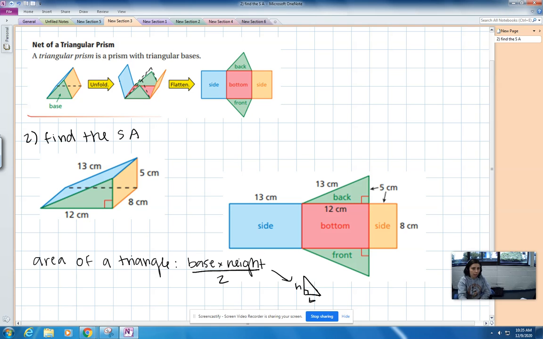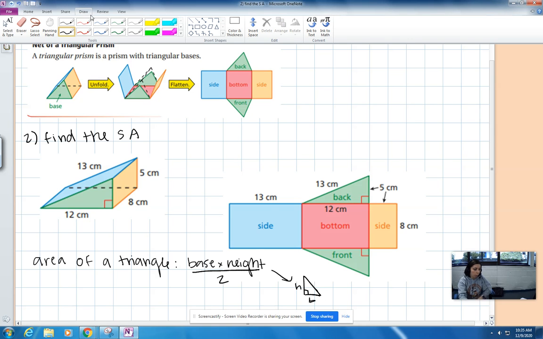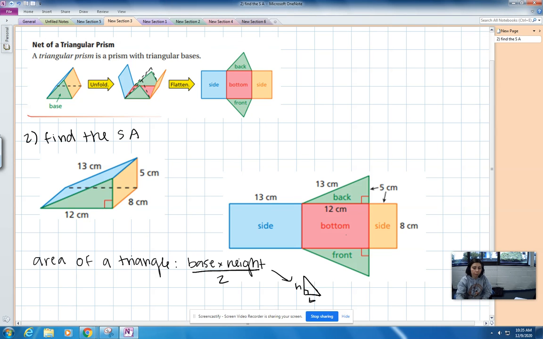Okay, we can get started now. So let's start with the front and back. Let's do the front and the back. These ones are our 2 triangles. They're both in green because they have the same measurements.